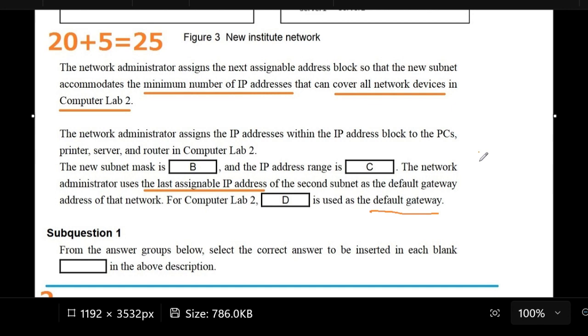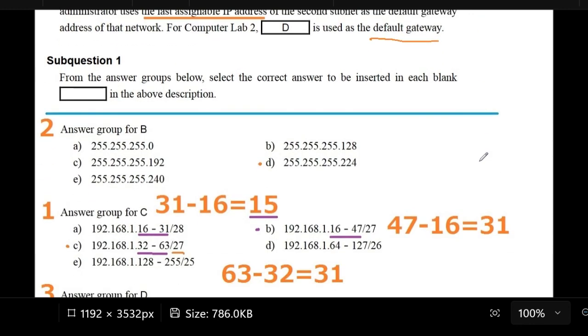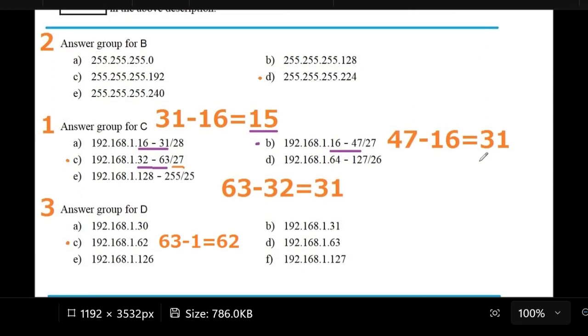This question, to be honest, is a little bit difficult to figure out. I did make mistakes a few times when I was answering this question, and I think I would classify this to be a difficult question. And we'll see why it's also difficult. So we go first with answer group for C, which I put here the first one that we should answer. We skip answer group for B.